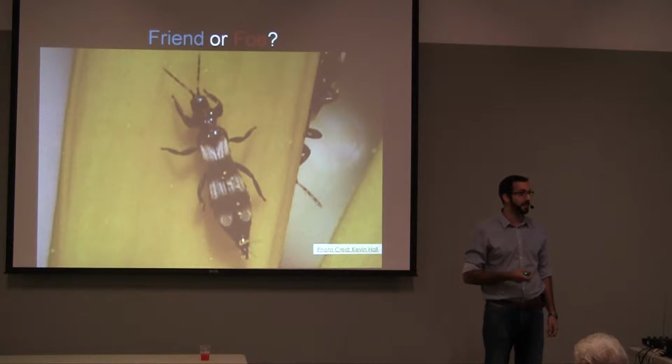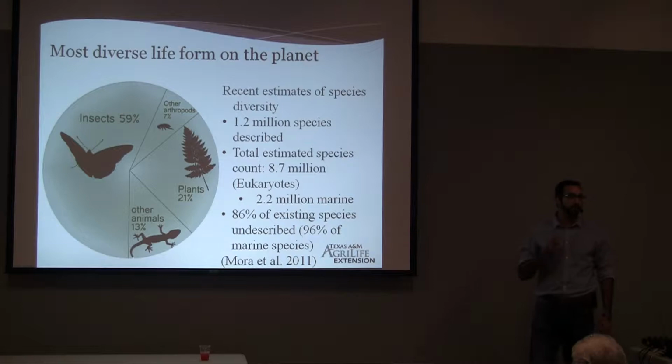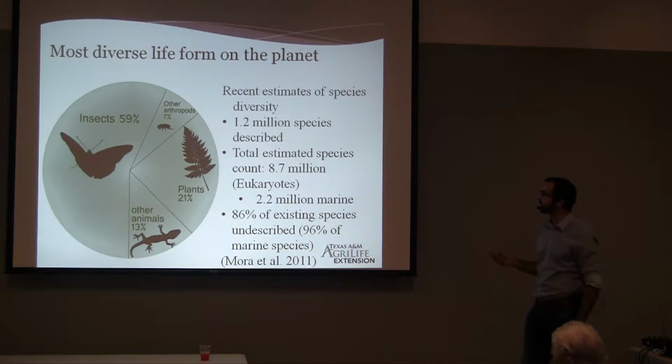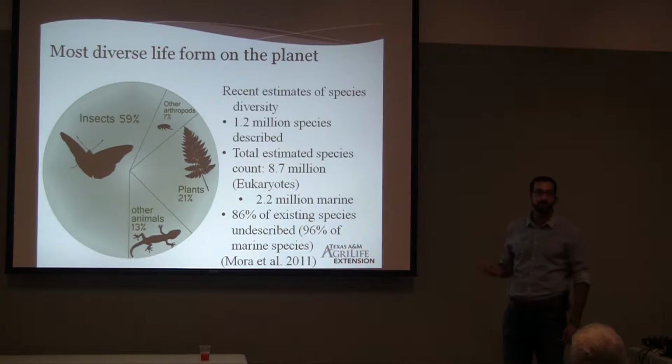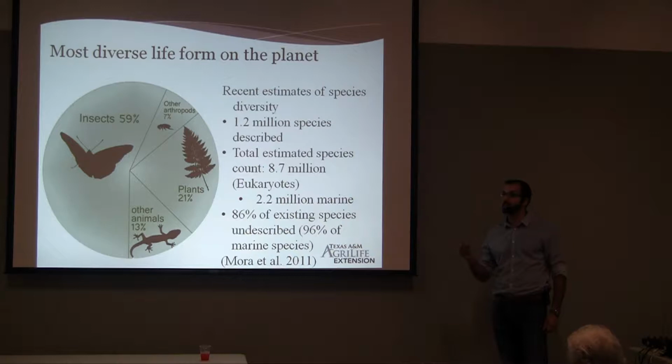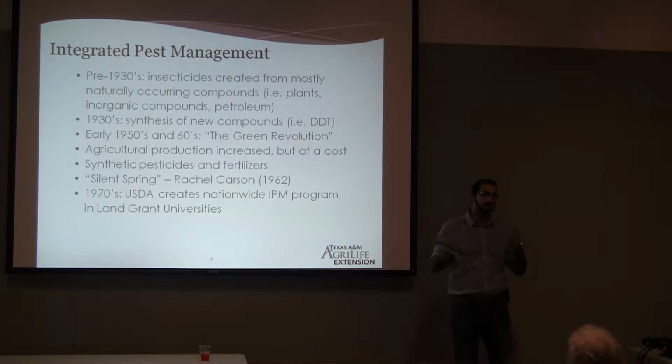Insects are some of the most diverse organisms in the world. There's currently 1.2 million species described. We think there's about 8.7 million species in total. Of those, about 59% are insects. So there's great diversity, and as you can imagine, the vast majority of those are not considered pests. There's very few that are considered pests. Others are either benign, not good or bad, or a number of them are actually beneficial, play an integral role in our ecosystem.